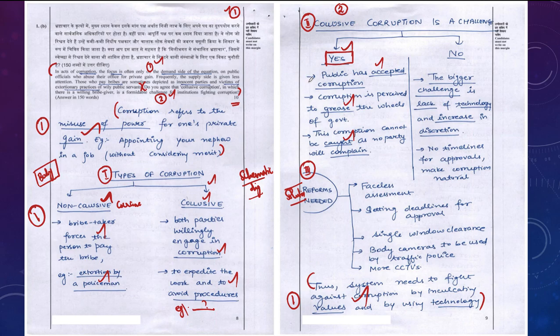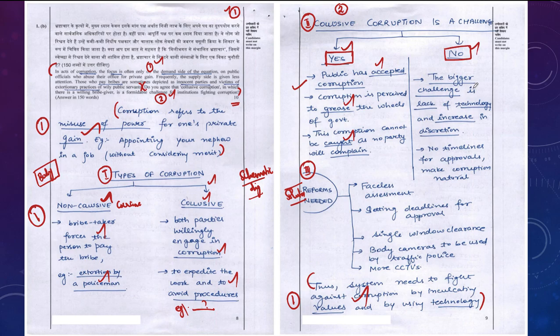So usually, if it is accepted as a challenge, it means the public itself will have that notion of "we need to give the officers some kind of bribe, then only the work will be done." So that is going to be a challenge, she is telling. And if you go to the no component, that is the argument component, she is saying what are the ways in which it cannot be a challenge.